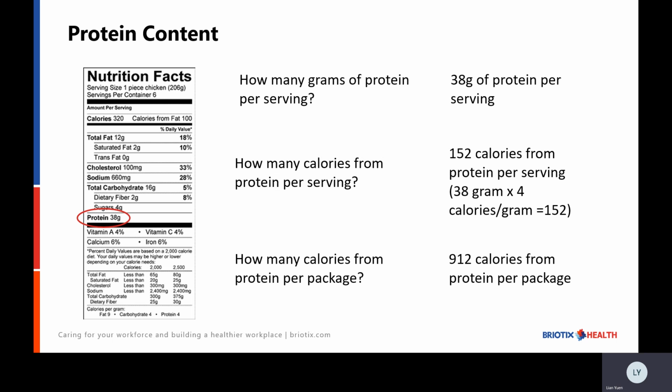Now we're going to look at protein. You'll find the protein down near the bottom, right above the vitamins and minerals. So for this food, there's going to be 38 grams of protein per serving. Multiply that by 4 to get the number of calories from protein, which is 152. Per package, that leaves us with about 912 calories from protein per package.